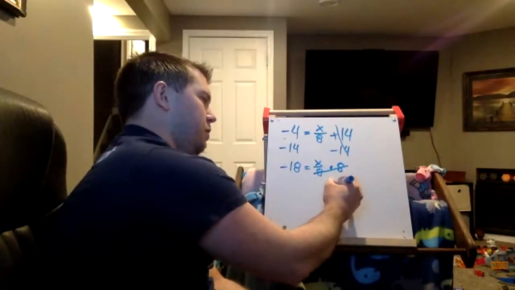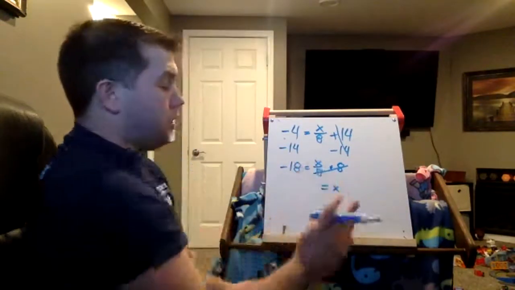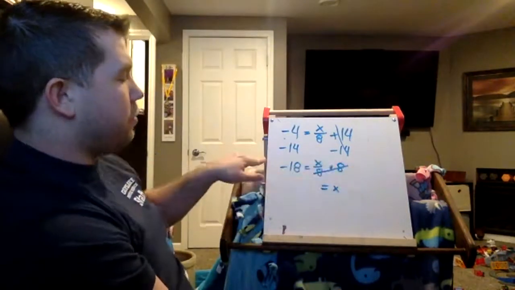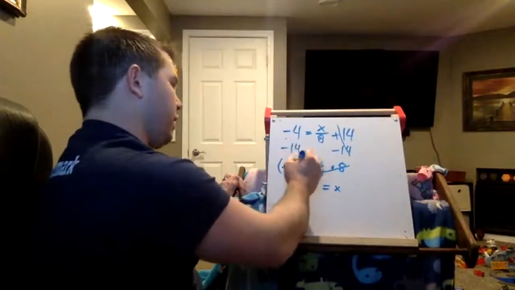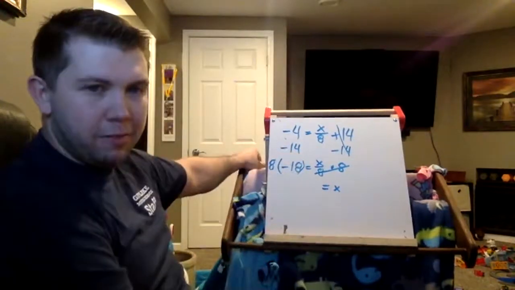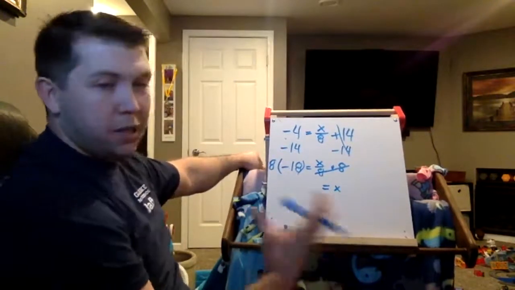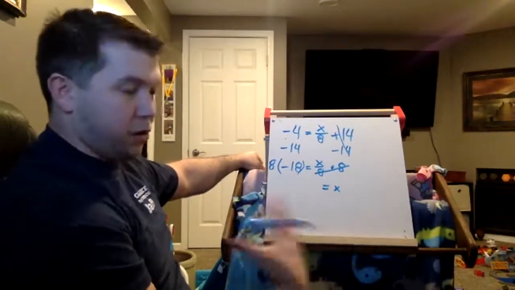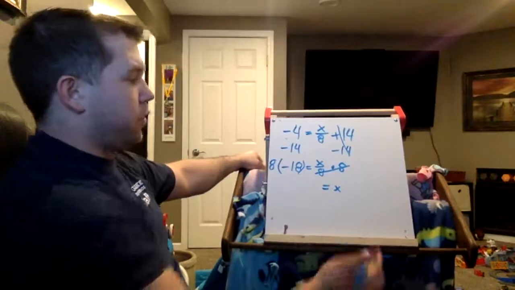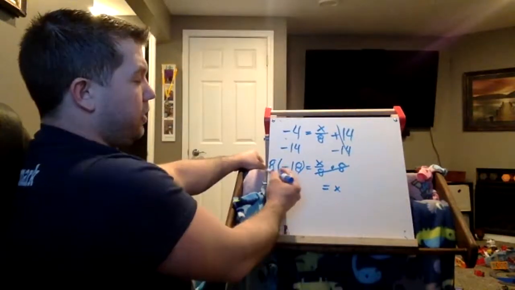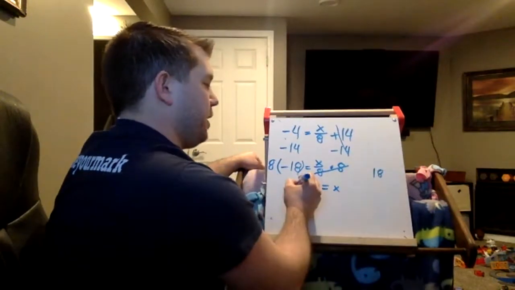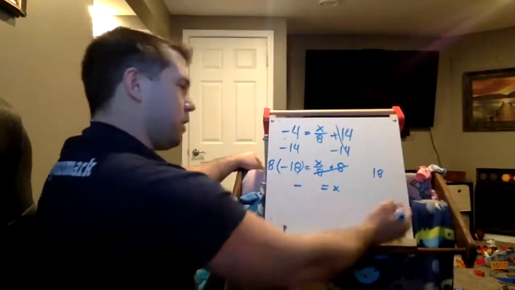So now I have x equals, and then here's the deal. Since I multiply by 8 here, I have to multiply by 8 over here. So I'm going to multiply negative 18 by 8. Now I'm doing the same thing to both sides, so I'm keeping things even, and I'm allowed to do that. So the x is by itself. That's the goal. And then I have to do 18 times 8. I know my answer is going to be negative because I have a negative times a positive.